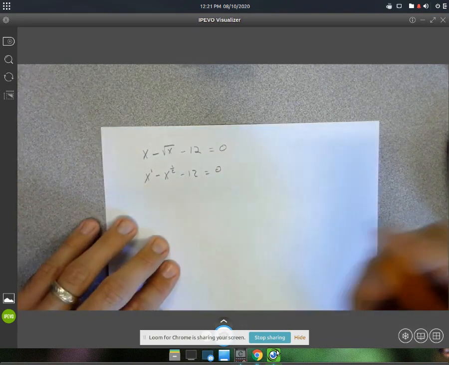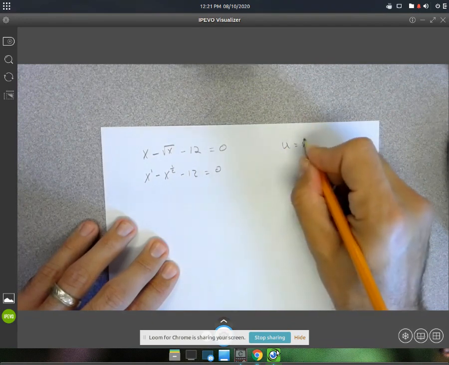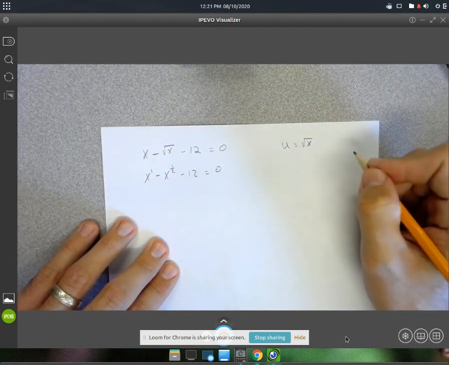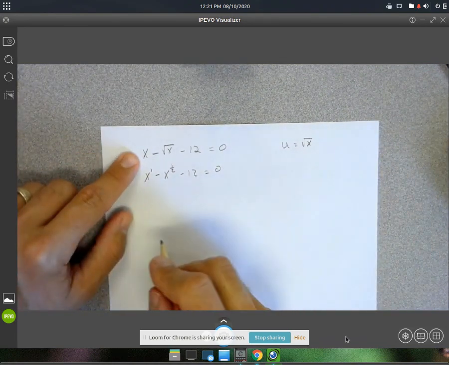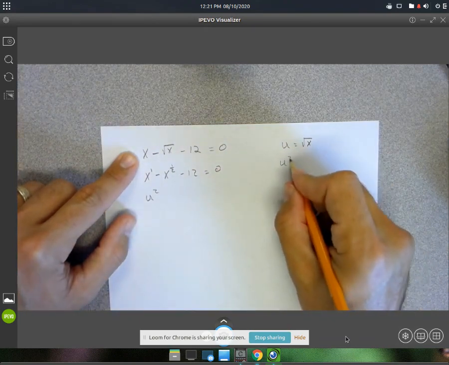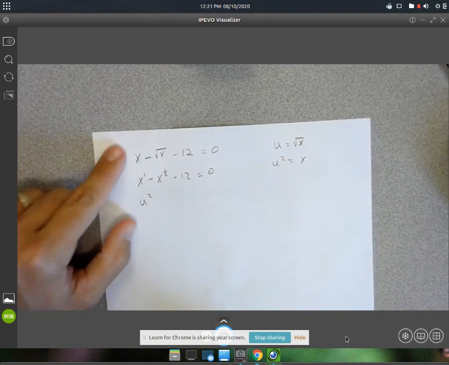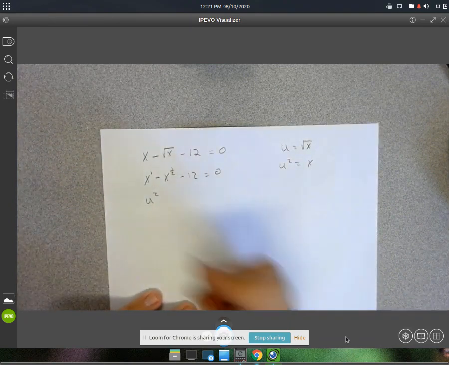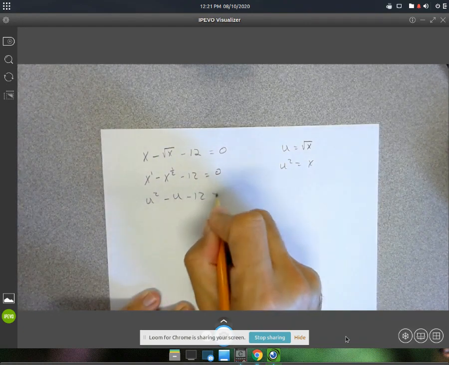All right, so my substitution is going to be U equals the square root of x. So that's going to make this a U squared, because if I do U squared, that's just equal to x. And that's what I'm doing right there. U is square root of x. Minus U minus 12 equals 0.